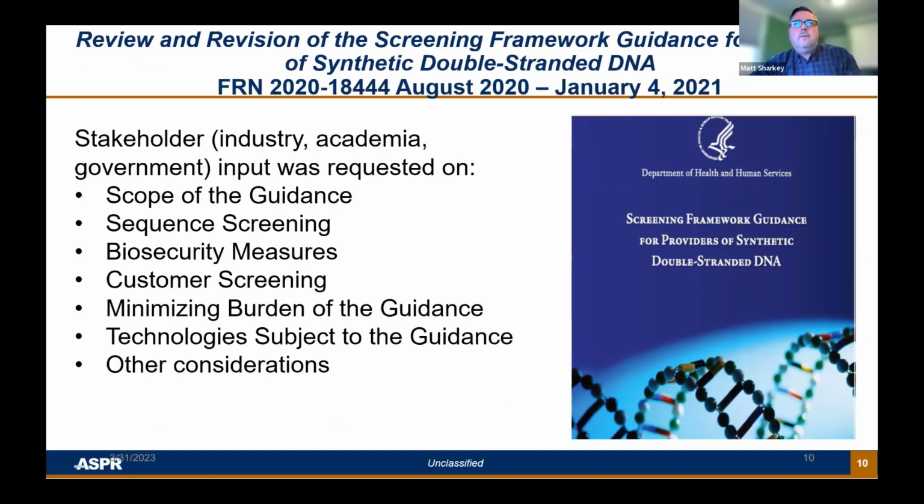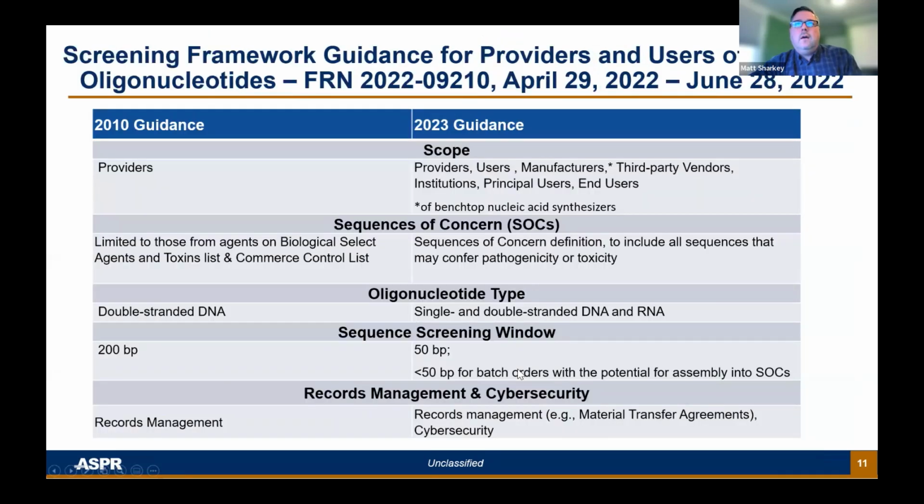Okay, so these are the 7 topical areas that we requested feedback on in 2020. That kind of explains itself. So we wanted to know how we could modify the guidance in these areas to address emerging risks. And these are the 5 broad areas where we modified the 2010 guidance and are getting ready to issue a final guidance document. It's in clearance at the White House currently.